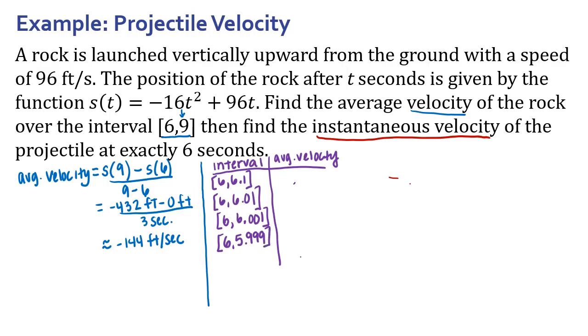So let's figure this out. If I'm looking at the average velocity between time 6 and 6.1 seconds, what's that velocity there? That's going to, again, be s of 6.1 minus s of 6 all over 6 minus 6.1. So that is going to give us negative 0.976 minus 0 all over 0.1, which is approximately negative 97.6 feet per second.